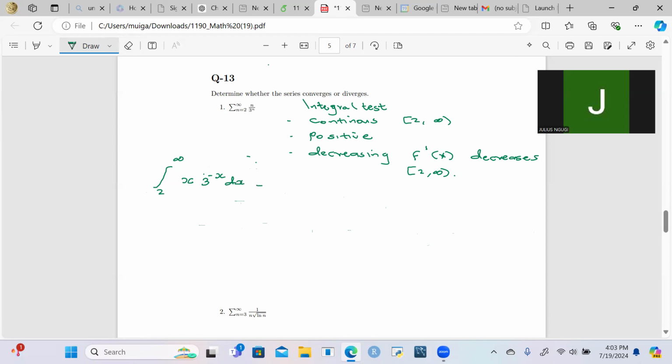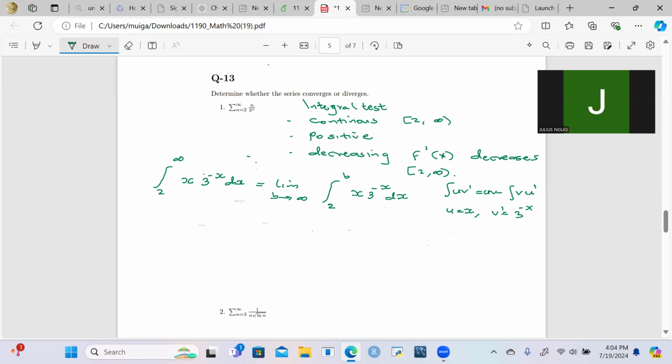And because it's an improper integral, you have to use the limit as, let me call it b, approaches infinity, then the integral from 2 to b of x times 3 to the power of minus x dx, and use integration by parts, whereby we know the integral of u v prime equals uv minus the integral of v u prime. So our u will be x, and our v prime will be 3 to the power of minus x.